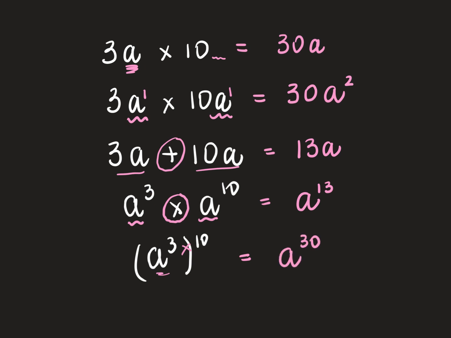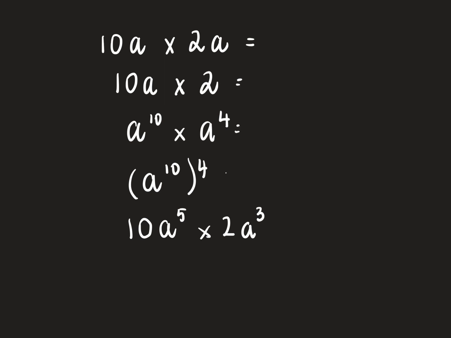How did you go? Did you get all of those ones right? Here are 5 more. The last one's a bit tricky, but I wonder if you can work out how you would do that. Press pause. Okay, the first one here, we've got 10a times 2a. I multiply the numbers and I multiply the letters. Remember, a to the power of 1 times a to the power of 1, a to the power of 2. 20a squared. Next one, 10a times 2. Notice there's no a's here. It's just times 2. So 10 times 2 is 20, and then the a just sits there.